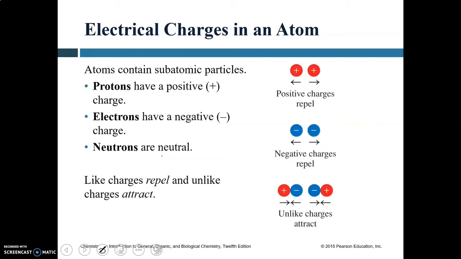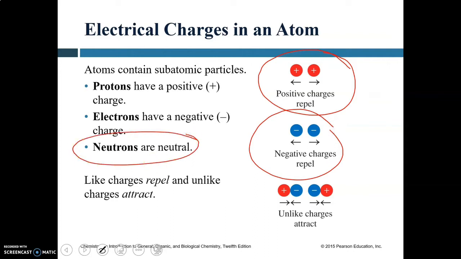Atoms contain so-called subatomic particles of 3 types: protons, electrons, and neutrons. Protons are positively charged, electrons are negatively charged, and neutrons bear no charge, and they are neutral. For our future discussions, it's important to remember that charges of the same type, positive or negative, repel, and charges of the opposite type, positive and negative, attract.